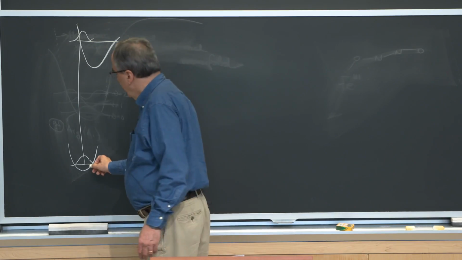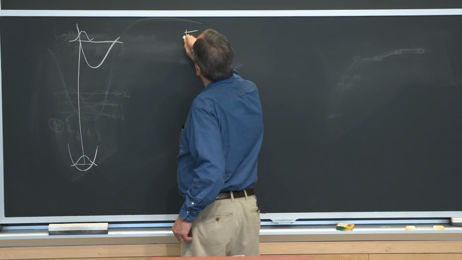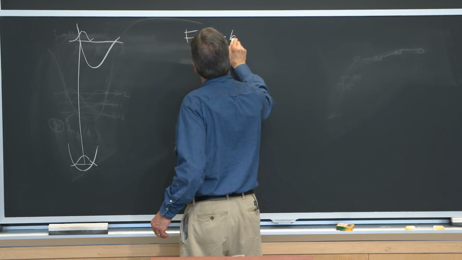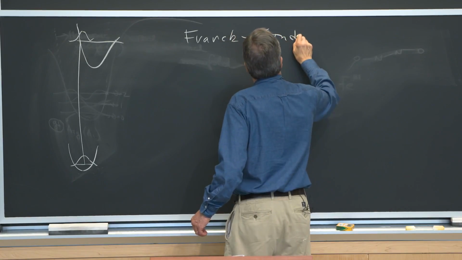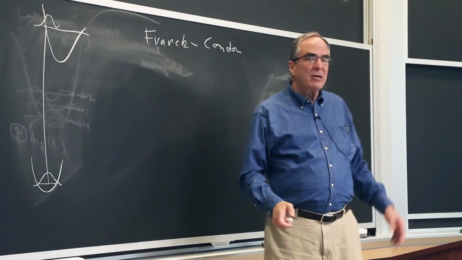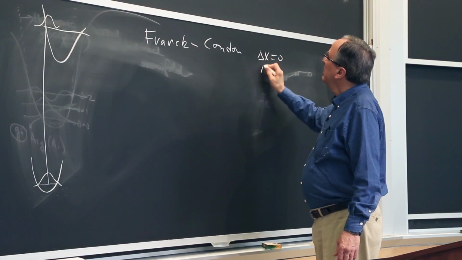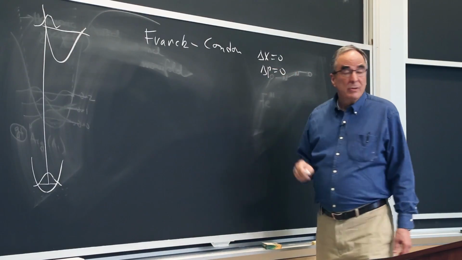Now, you want to know, so there's a Franck-Condon principle that is just another way of saying electrons move fast, nuclei slow, and it is delta x equals 0, delta p equals 0.